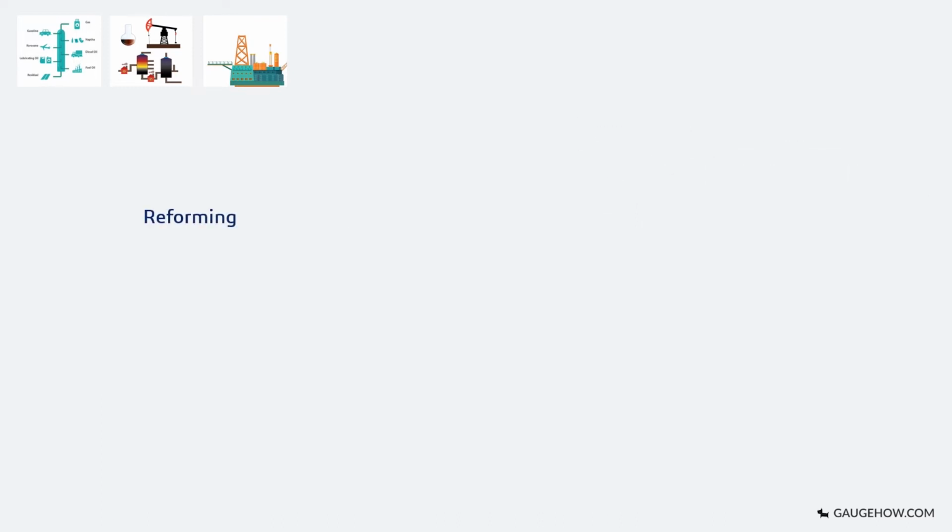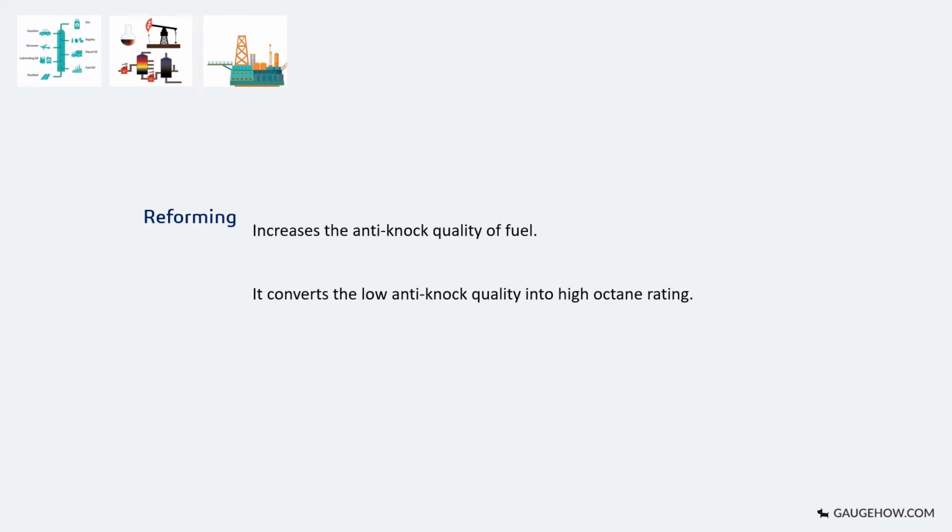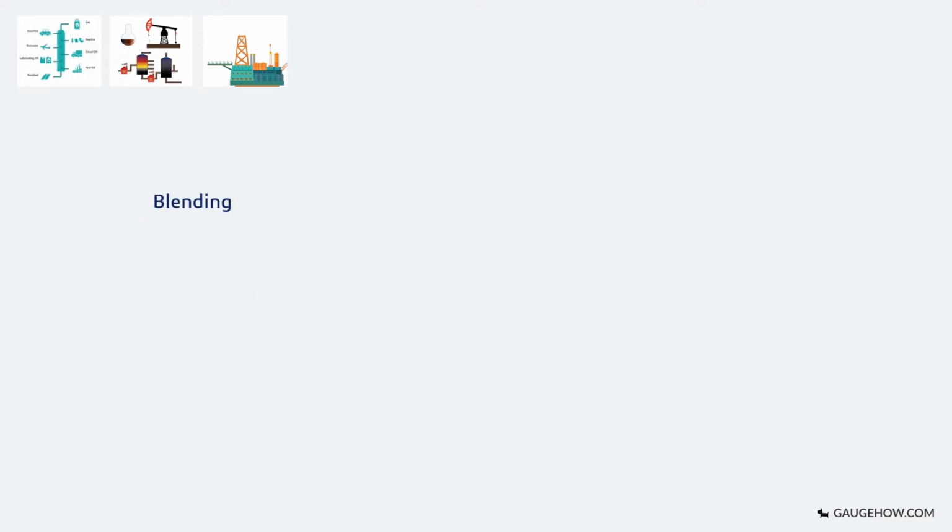Reforming. It increases the anti-knock quality of the fuel. It converts the low anti-knock quality into high octane rating. You will learn about these terms later in this video. Blending. In blending, different products are mixed in different proportions to obtain desired effects.